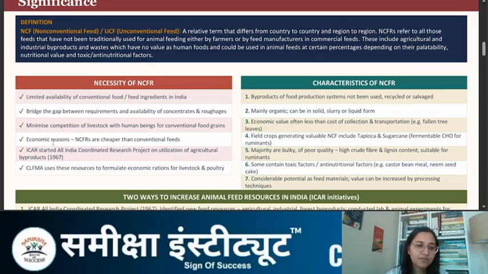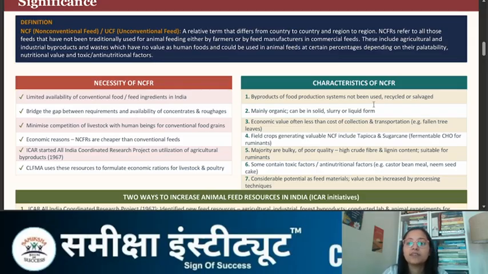Then there is the ICAR, the All India Coordinated Research Project on Utilization of Agricultural Byproducts. As per ICAR, we need to go for non-conventional or unconventional feed resources, and there are multiple research projects underway. CLFMA also uses these resources to formulate economic rations. So these are the basic advantages, and that is why we need to go for unconventional feed resources.